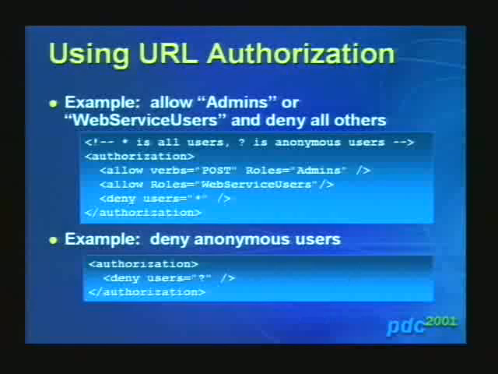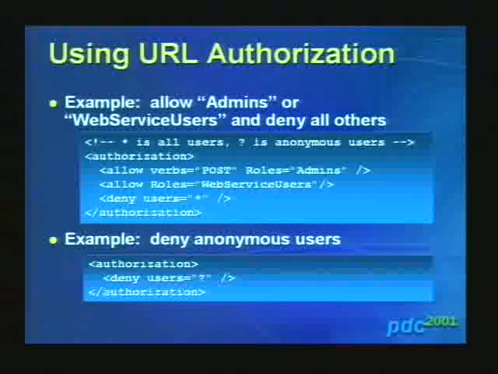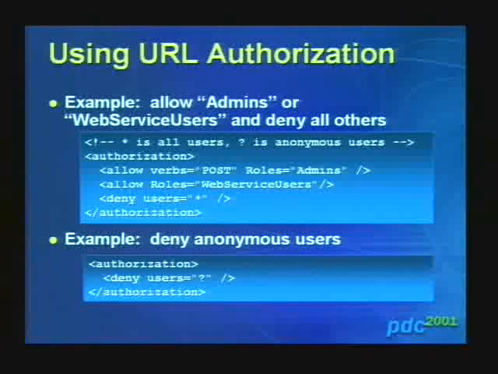Okay, so URL authorization is basically a way to encapsulate an ACL inside of your configuration file. It uses a section called authorization, and you can have explicit allows and denies that either grant or deny access to whatever the resource is. You can make this granular with respect to verbs, so you could treat, for example, GET differently than POST if you wanted to. And you can use users or roles.